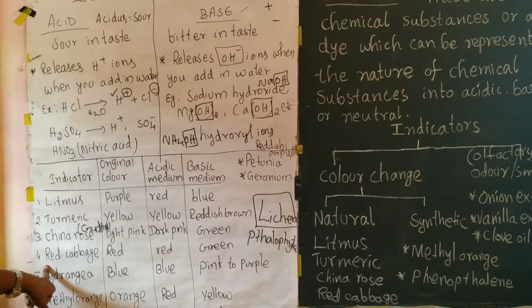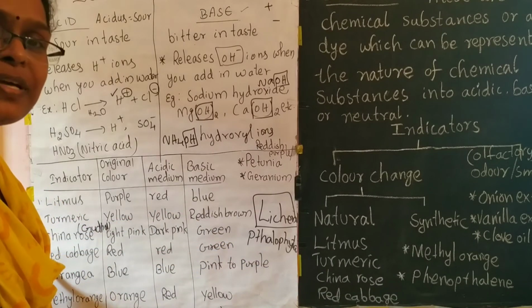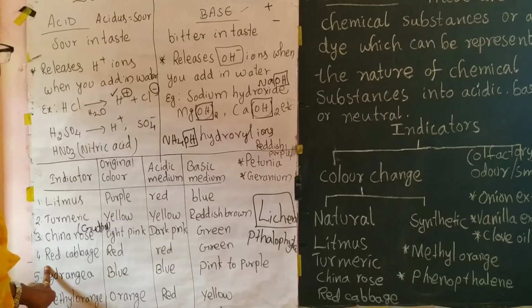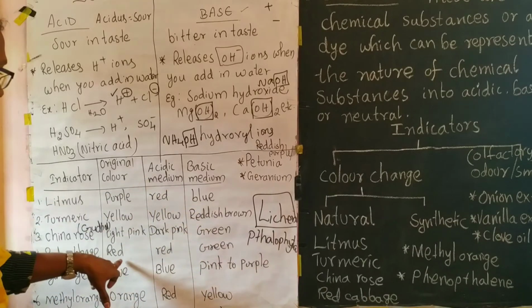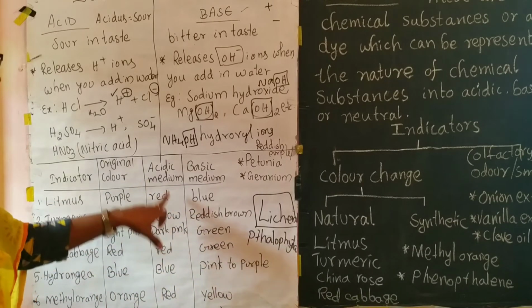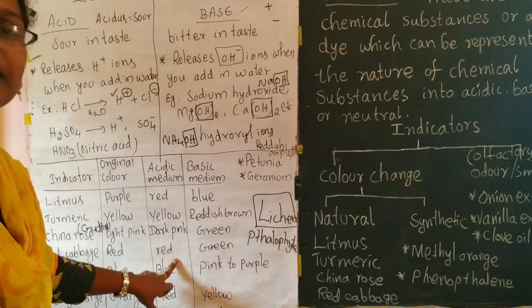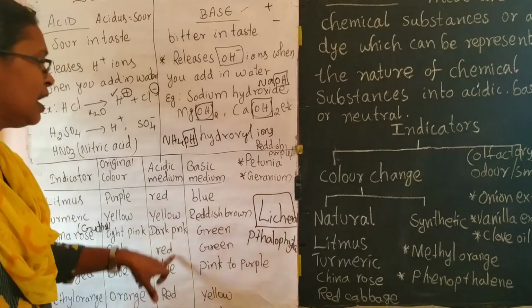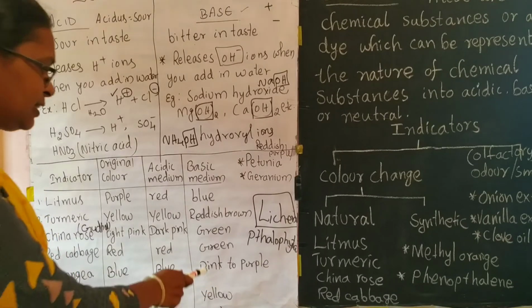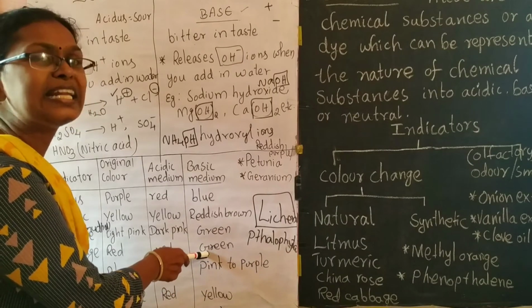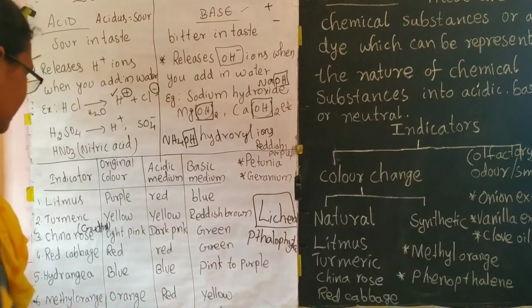Next, another natural indicator. We are using a red cabbage indicator. Red cabbage is available in the markets. You can get the red cabbage and you put it in the hot water. The water color changes to the red color. Then the red cabbage indicator, original color is red, and in acidic medium, it gives as usual red color only, there is no change of color. And in case of basic medium like sodium hydroxide, magnesium hydroxide or any other things, it is giving the green color.